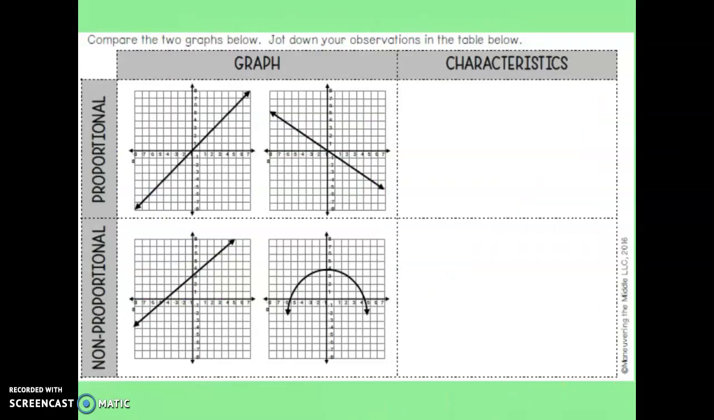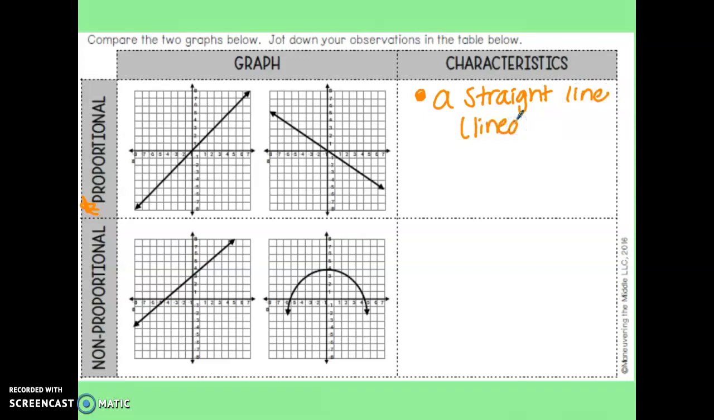Okay, here's the next part. It's telling us to write down the characteristics we notice. You guys can pause, write yours down, and then just compare when you're done. In the first set, where it says proportional, you see these over here. These two are proportional. And the characteristics I see are that they each have a straight line, which is also known as being linear.